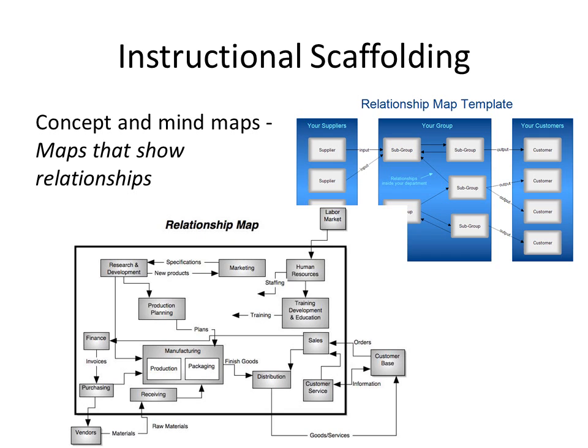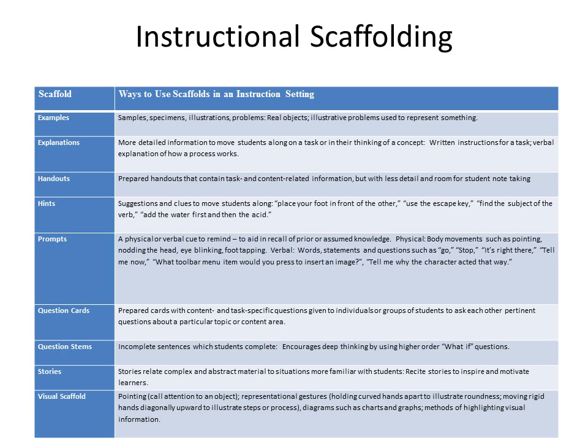A third category would be concept and mind maps. These are maps that show relationships. They can be your geographic maps, or they can be like industrial IE maps. They can be partially filled out, and it's going to facilitate learning and allow the students to fill in as they learn or as they feel more confident in their knowledge. Along with those three primary examples, we have plenty of other categories of scaffolding and examples of each. Examples, explanations, handouts, hints, prompts, question cards, question stems, stories, and visual scaffolds all represent additional categories of instructional scaffolding, and within each of those there's various examples of how teachers implement scaffolding and what they use to implement scaffolding within their classroom.